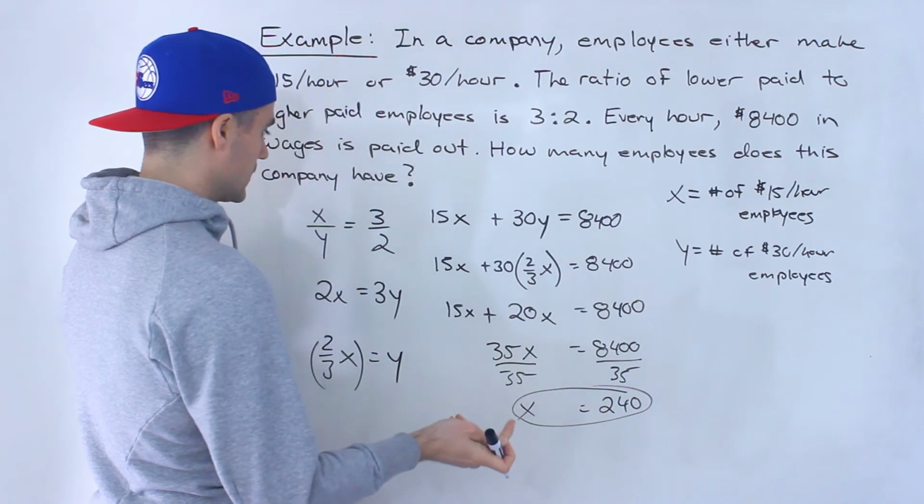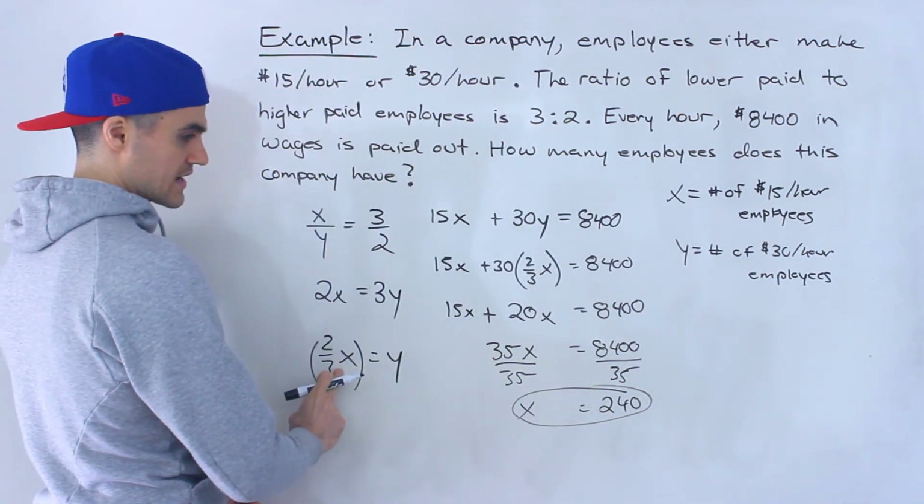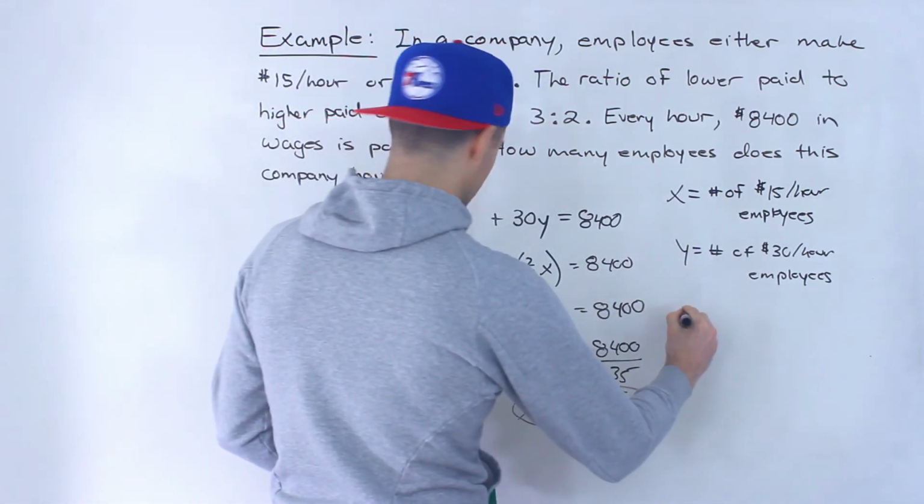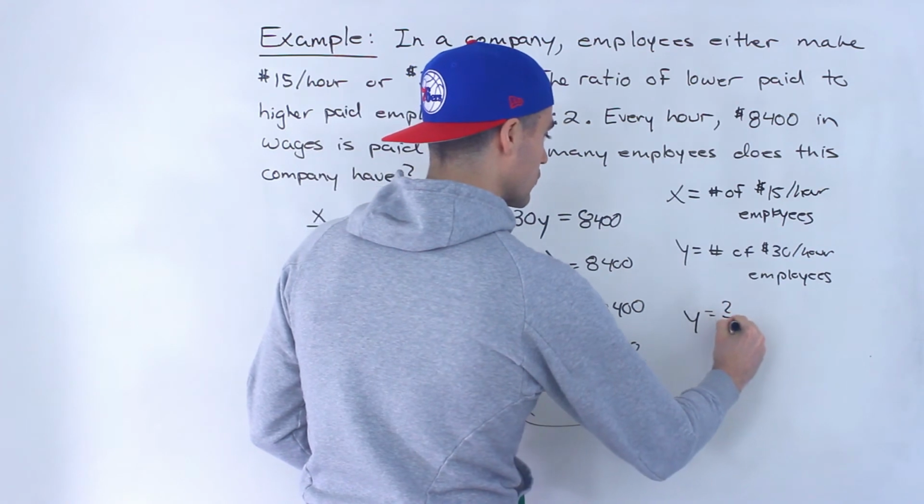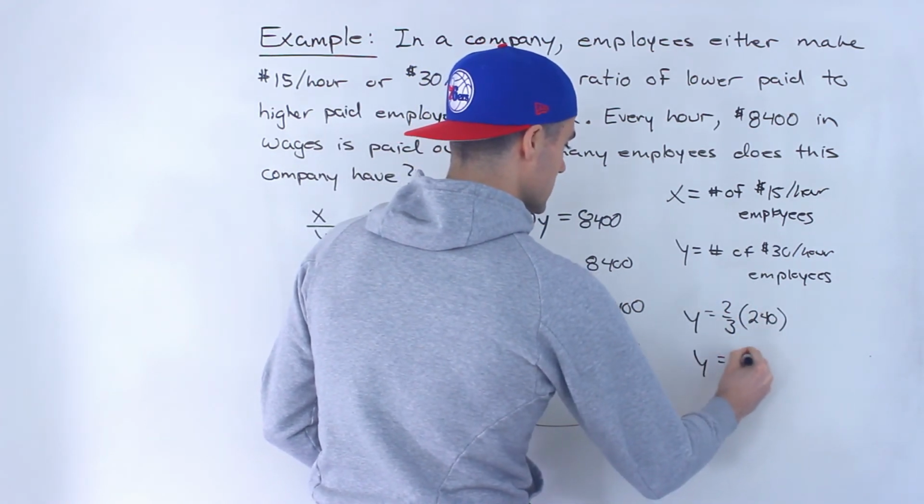Right? And then what we can do is we could plug in this 240 over here for this x value to get the y value, which would be the number of higher paid employees. So we'd have y equals 2 over 3 times 240, which would give us 160.